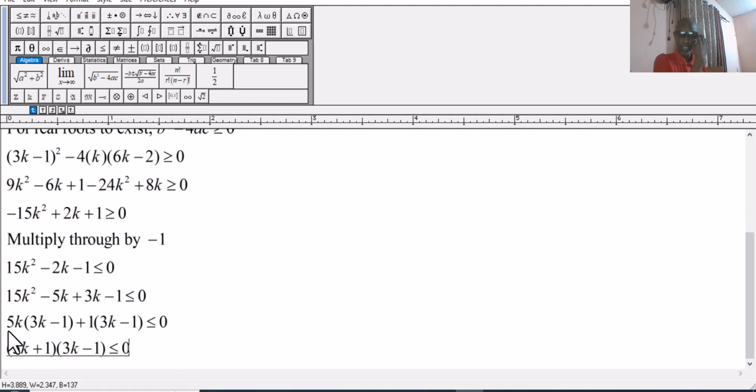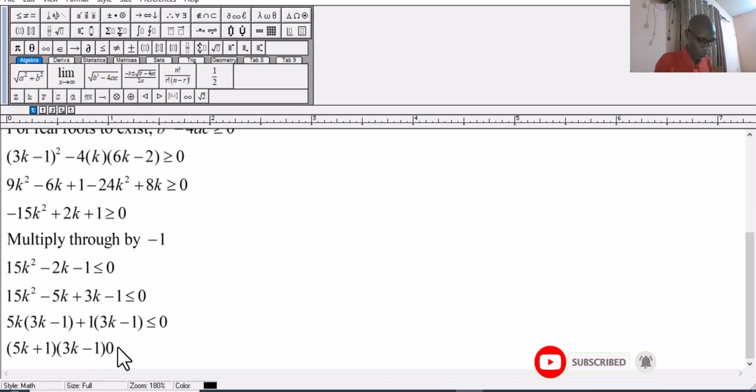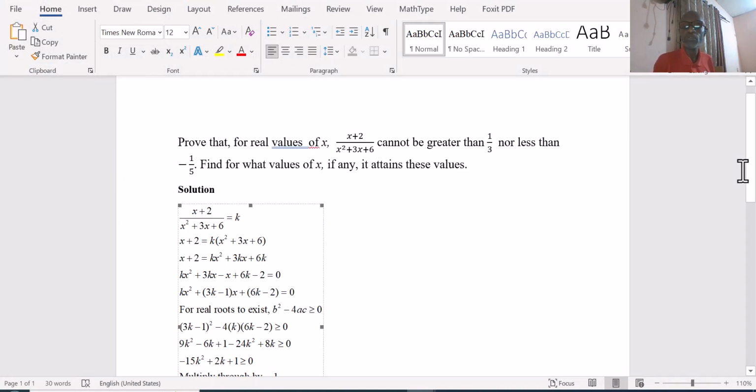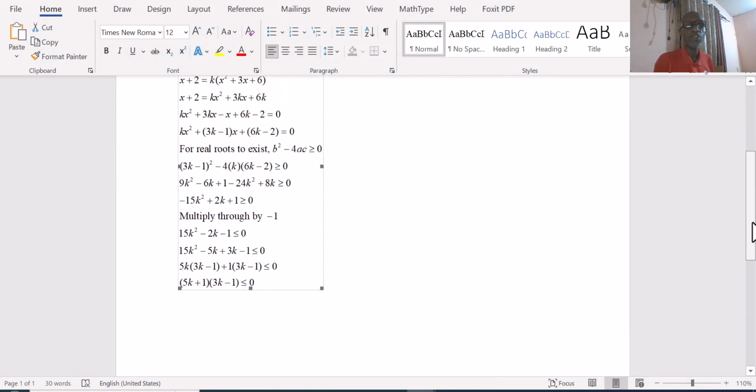So we have gotten this inequality. We need to find the range. The sign we have there is less than or equal to 0, so we cannot say that k equals −1/5 or k equals 1/3. It is an inequality sign, less than or equal to 0. So we need to find the range of values for which this inequality is valid, and I will show how to go about that.